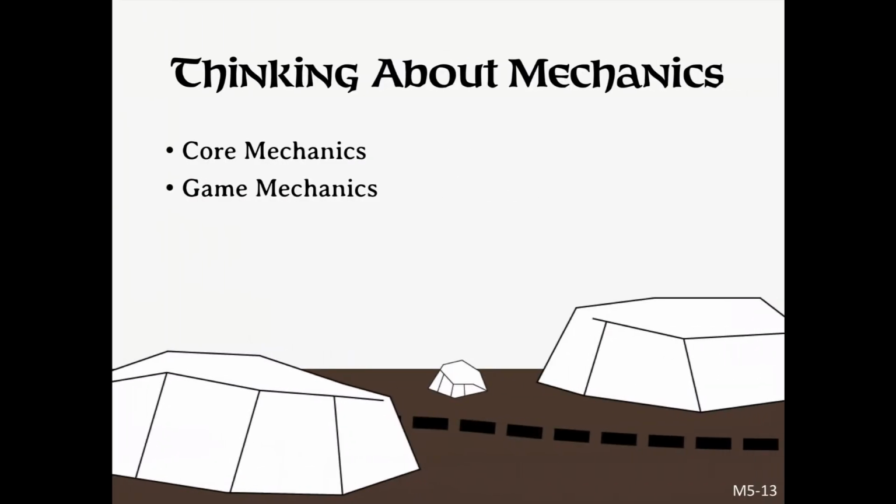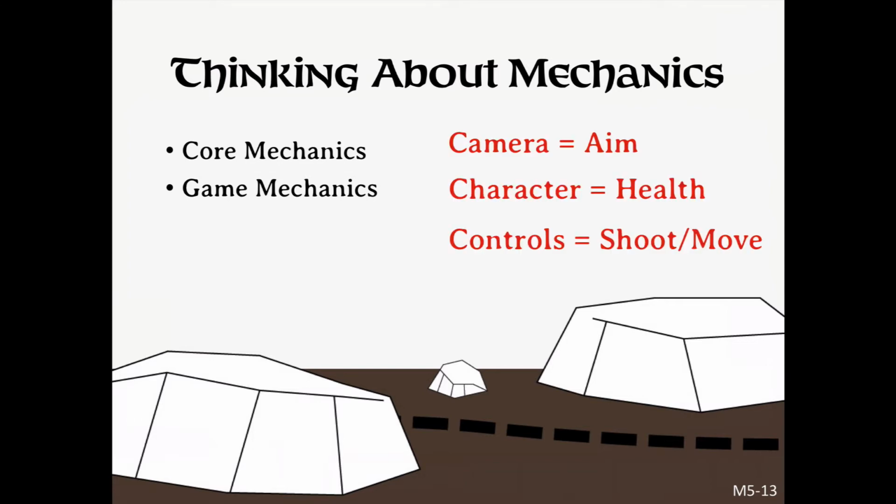As we push forward on the creation of our play space, remember that it's important to understand the mechanics of your game, core mechanics and game mechanics. Remember that, for the purposes of this discussion, our example game is a first-person shooter. That means that the player will have to move through the space and their camera, character, and controls will come into play almost continually.